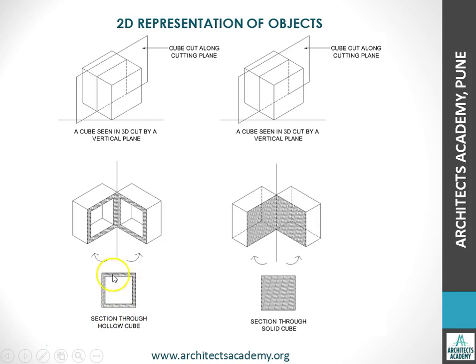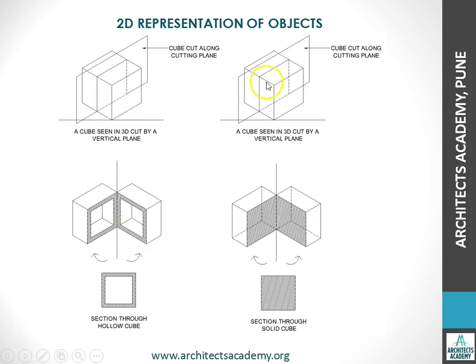So what you will see is that whatever has been cut in section has been shown with hatched lines, and we can now understand whether this cube is hollow or whether it is a solid cube. By just looking at the plan and elevation, we cannot understand what is inside the cube.